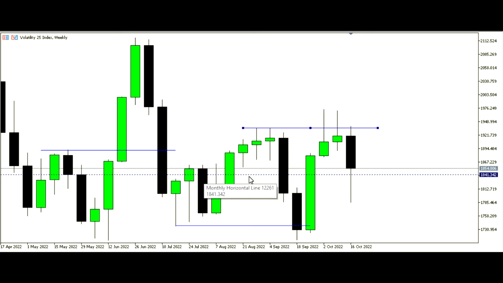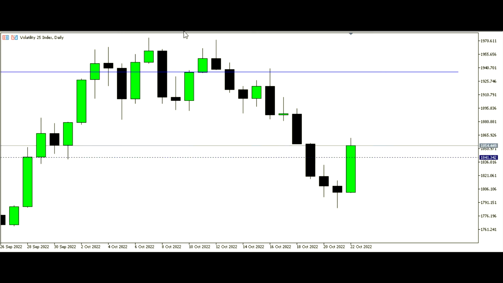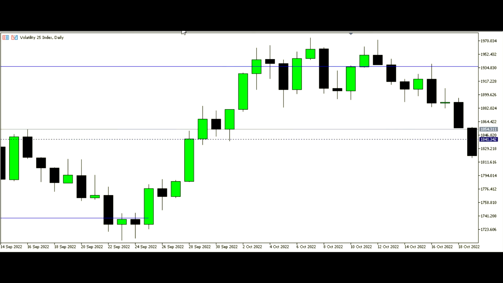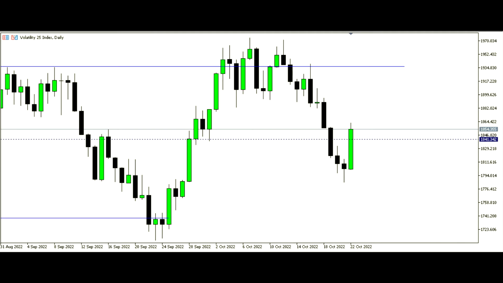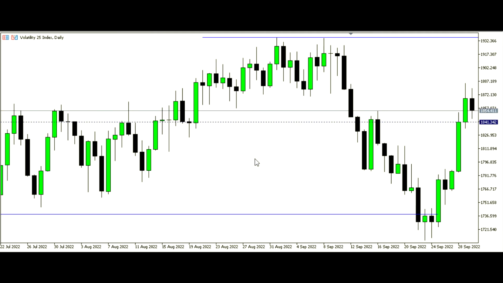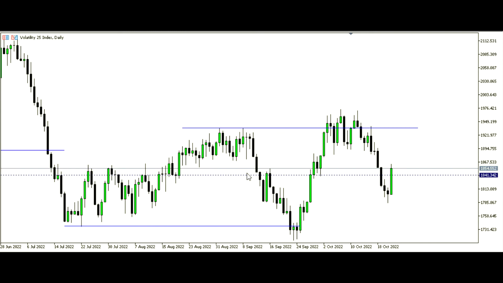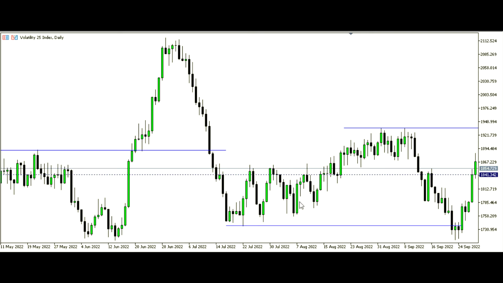So this is what you could see was happening on the weekly time frame. Okay, so let's beat it down to the daily time frame and see if we could find something nice. Okay, so now let's look at the daily time frame. This is what was happening on the daily time frame. Okay, so let me zoom in a little bit.